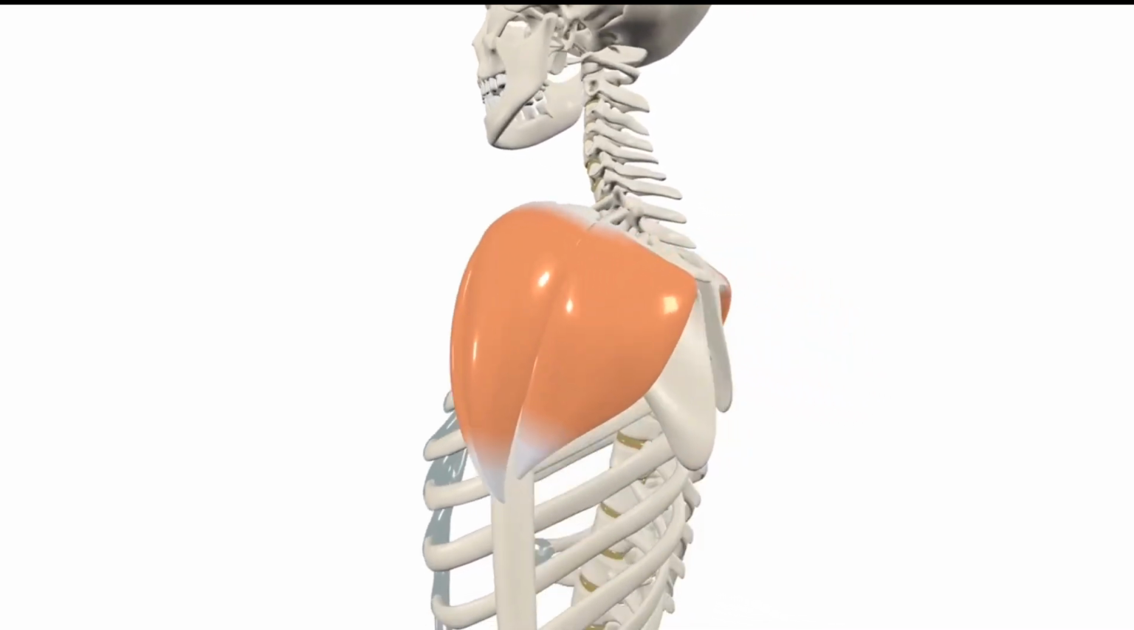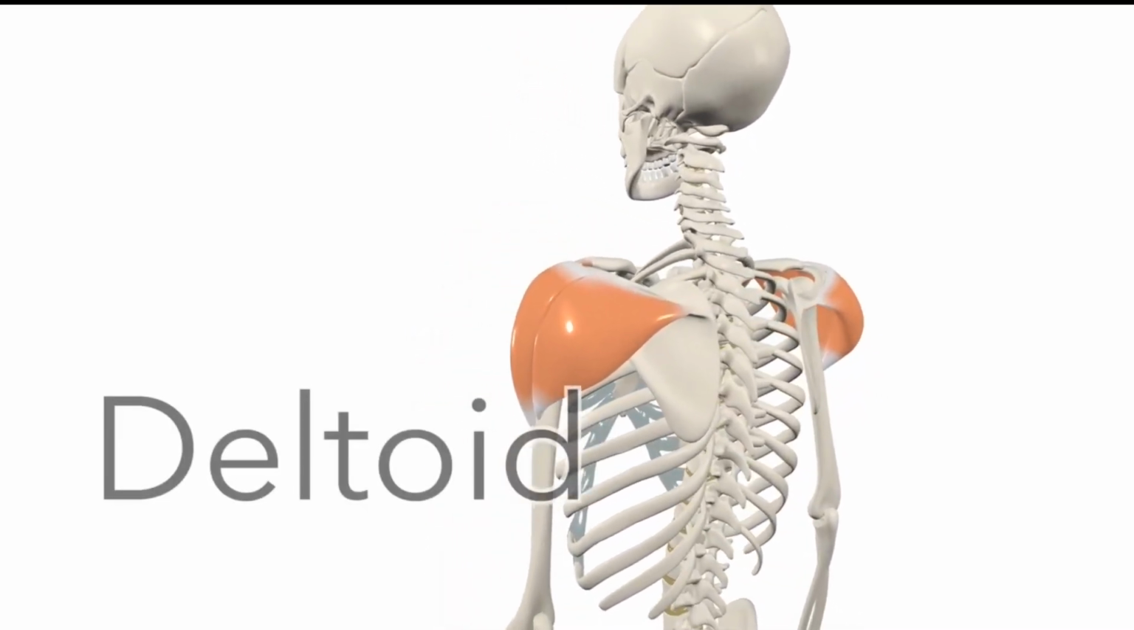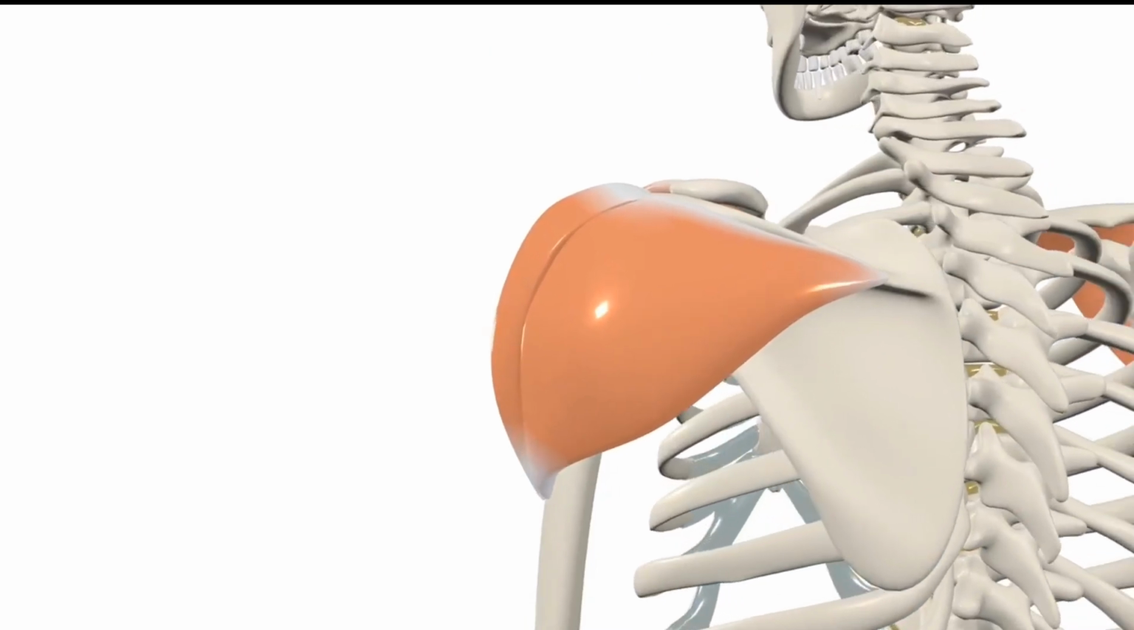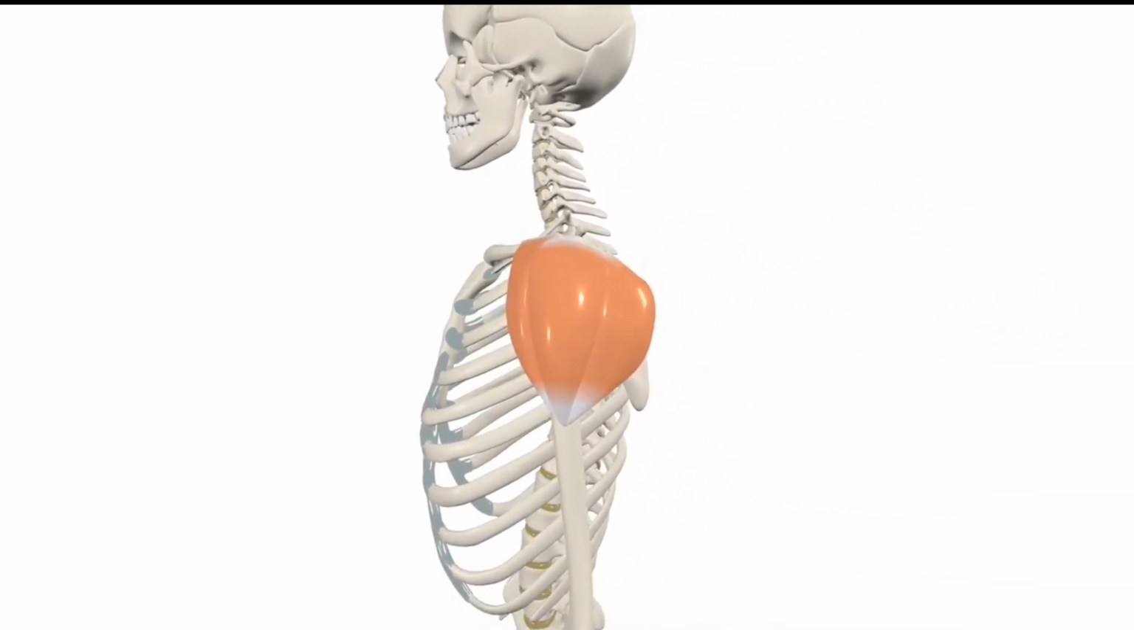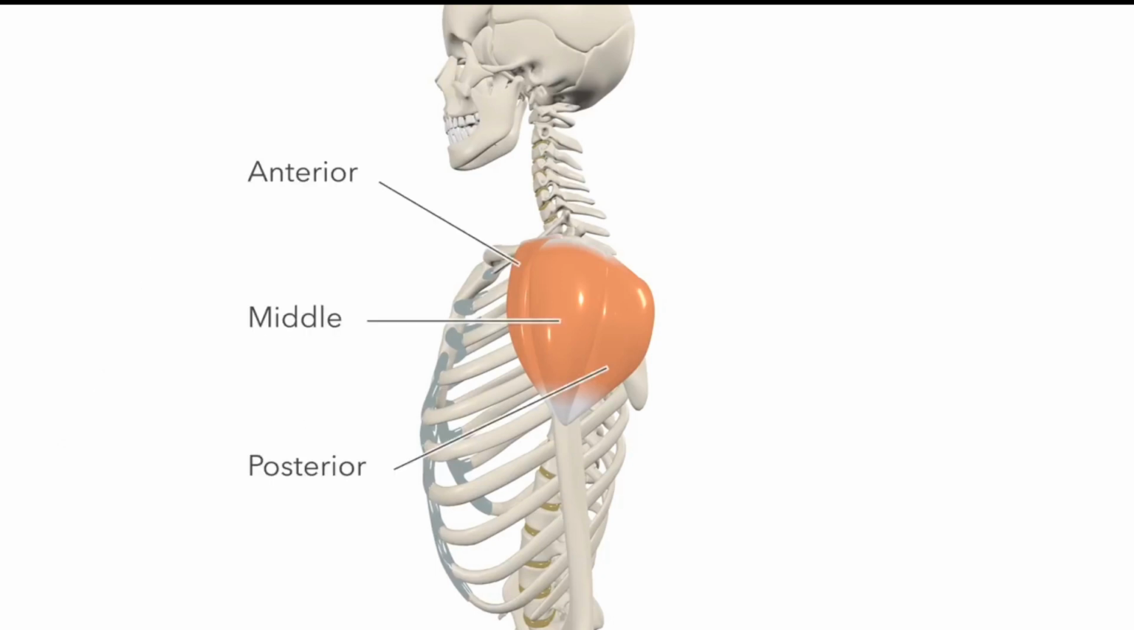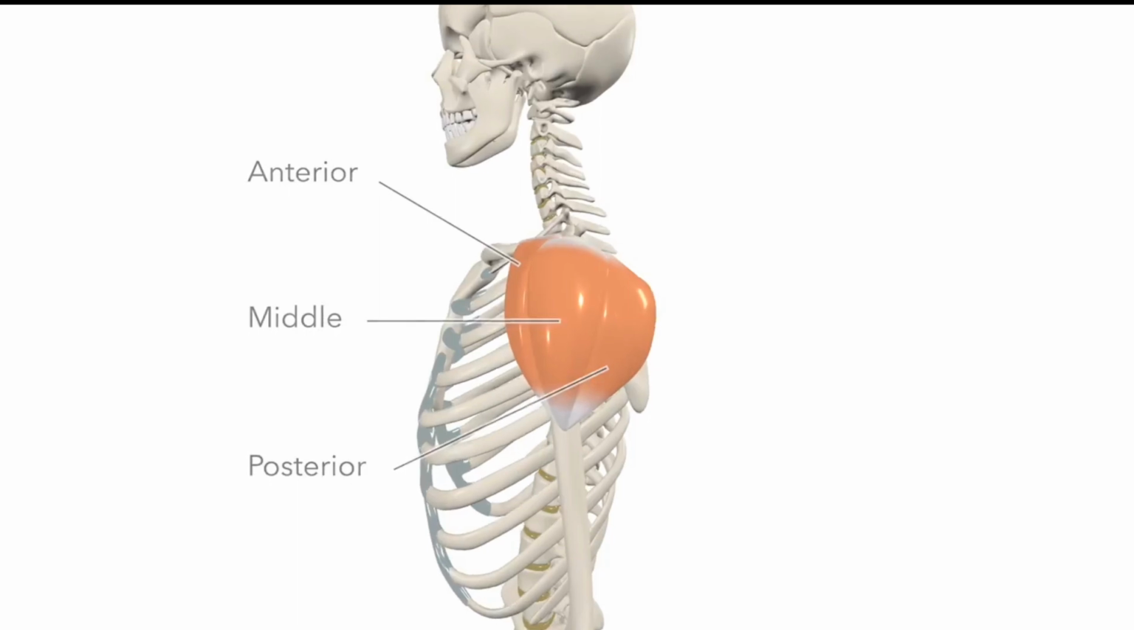In this video, we're going to talk about the anatomy of the deltoid muscle. The deltoid is a thick triangular muscle which covers the shoulder joint anteriorly, posteriorly, and laterally. It takes its name from the Greek letter delta, and it's divided into three different sections which are called the anterior, middle, and posterior heads of the deltoid.